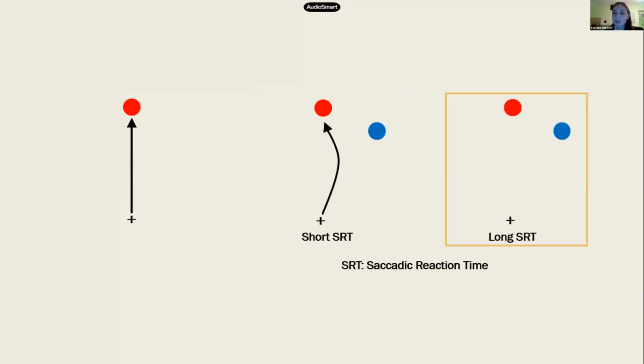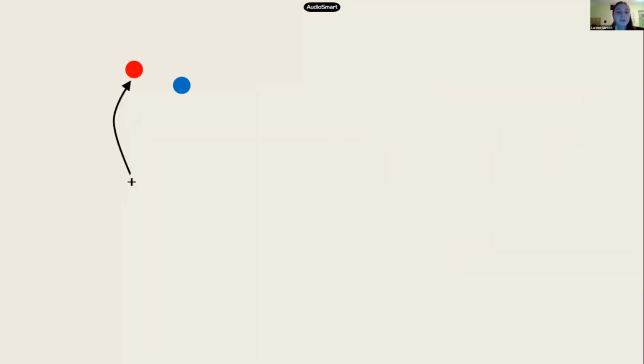For longer reaction times, we're able to fully cortically process both objects and inhibit the distractor, and so we end up with a curvature that points away from the distractor. Previous studies that have investigated the distractor's effect on saccades have kept the distractor at a set distance to the target, as well as keeping it very similar to the target.